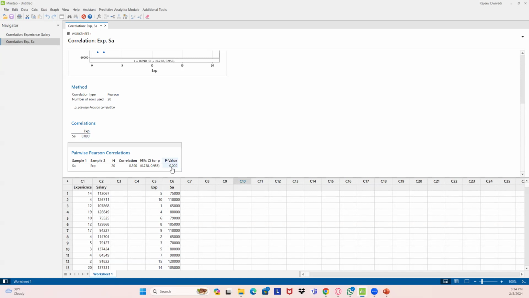Now here you see the p-value. The null hypothesis says rho equal to 0. Alternative says not 0. So the same principle from the past module: it is non-zero, it is useful. Correlation is useful.